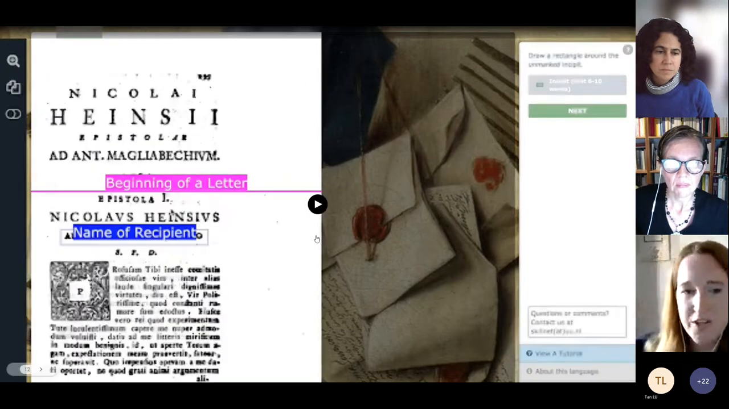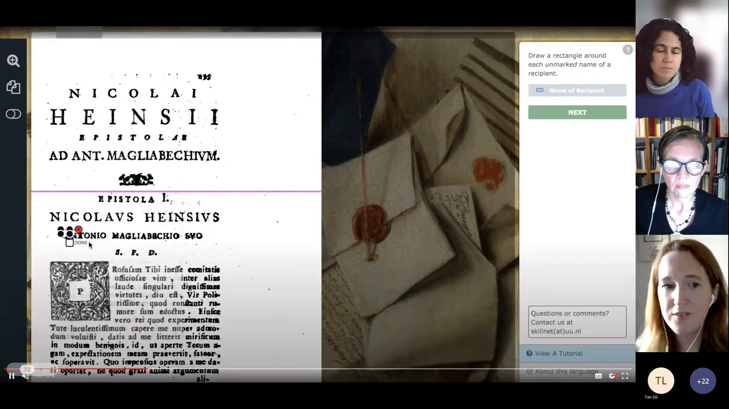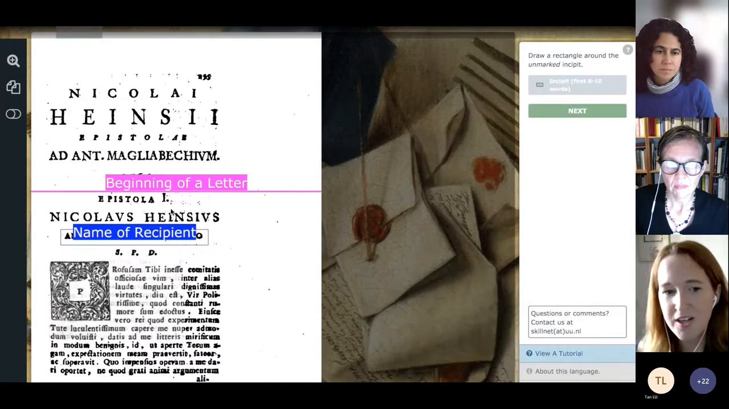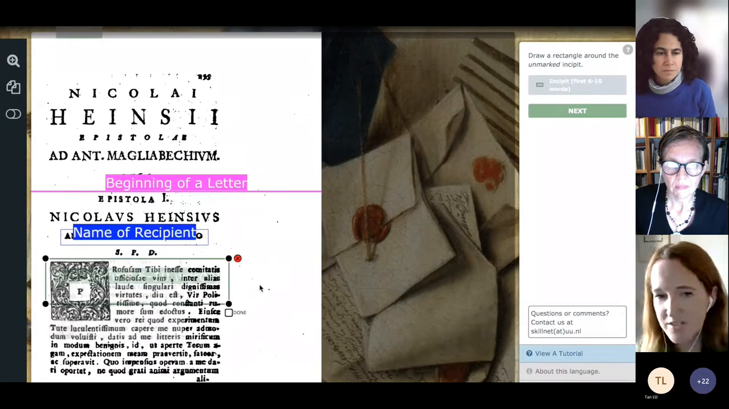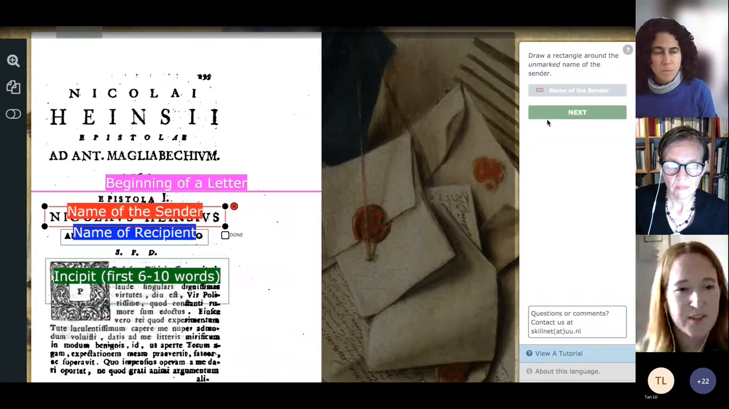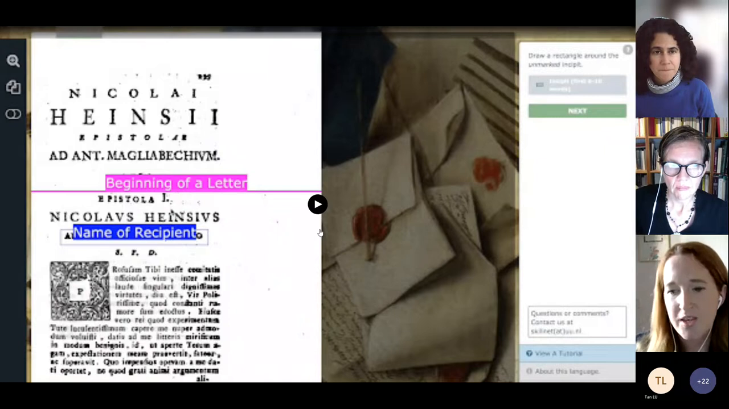I also have a video here about how this actually works. I hope you can see the video. On the basis of the questions on the right part of the screen, the volunteer is asked to draw boxes around those epistolary metadata as I defined at the beginning of my presentation. So here the information on the senders and the recipients will be captured.